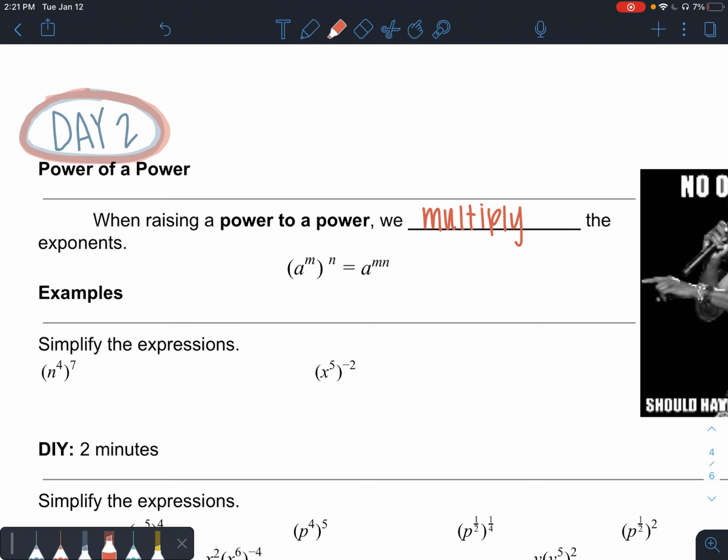Here's an example of that. I've got n to the fourth to the 7th. What that ends up being is n to the 4 times 7, which is n to the 28th. This next one, I'll multiply these two things together to get x to the negative 10. I do not like negative exponents, so I get 1 over x to the positive 10.